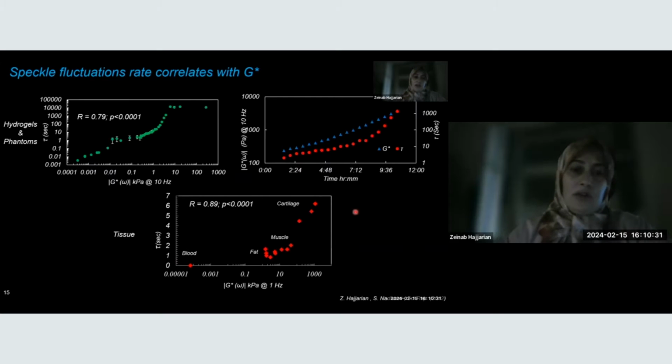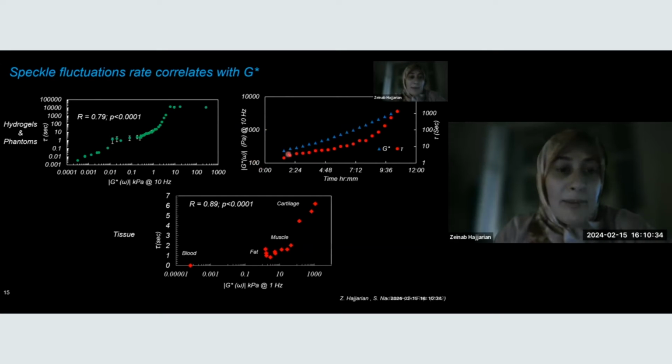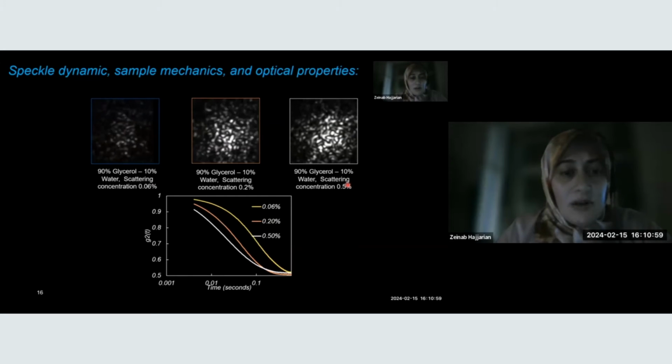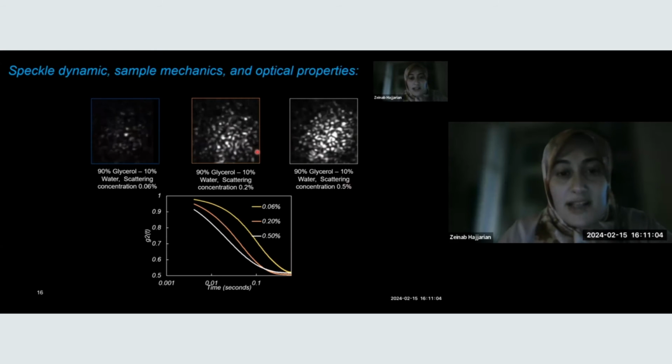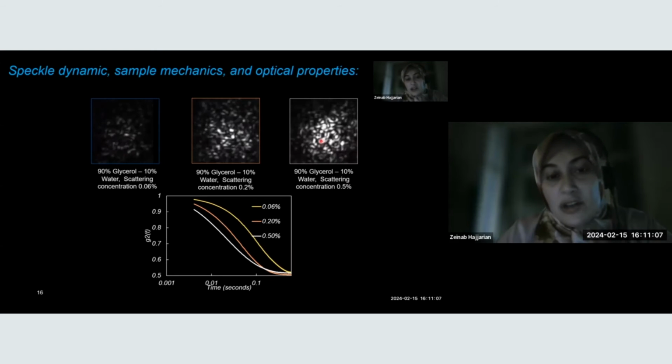So just to show some results, we had previously established a correlation between the rate of speckle fluctuations, here measured as a time constant of speckle fluctuation, and the shear modulus for a range of phantoms, biological tissues, and curing PDMS gels. But then our goal was not to just do a qualitative measurement, but be completely quantitative as much as possible and extract the same modulus from the speckle fluctuations. And these are some of the examples of the things that I was talking about. So these are the same glycerol water solutions, but they have different concentrations of scattering particles.